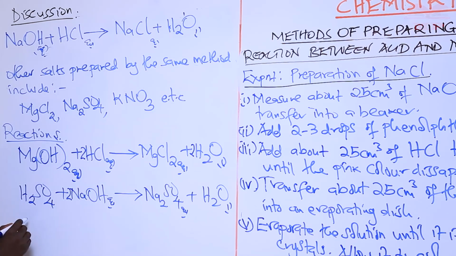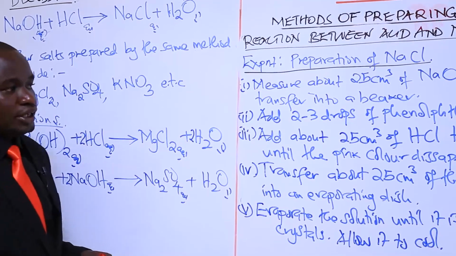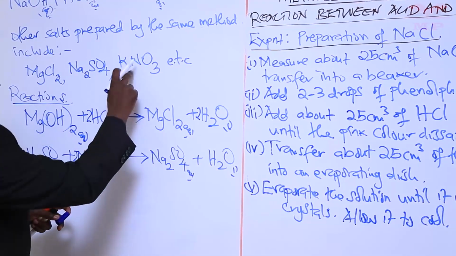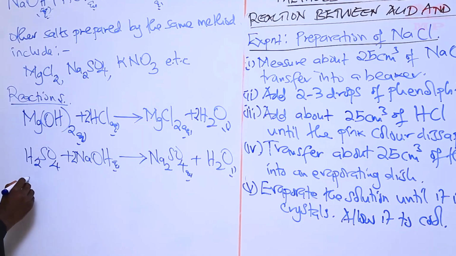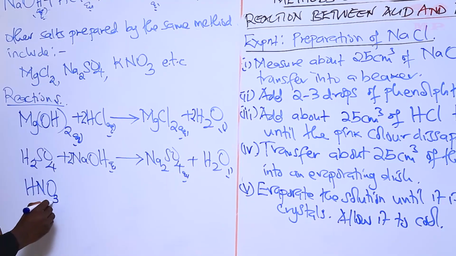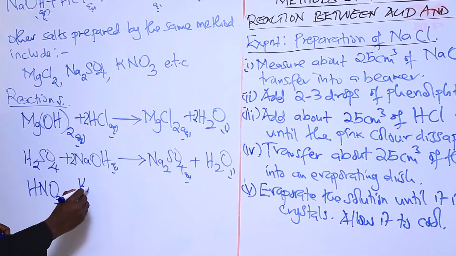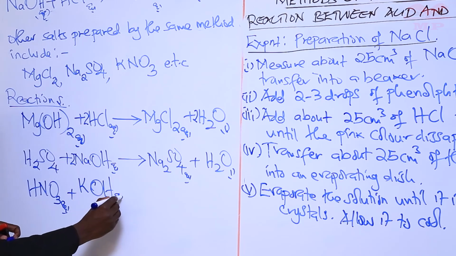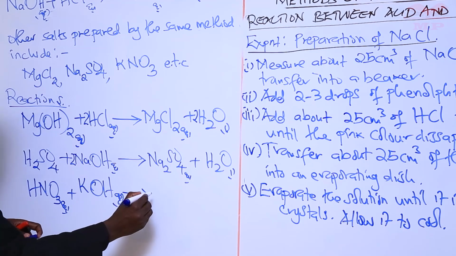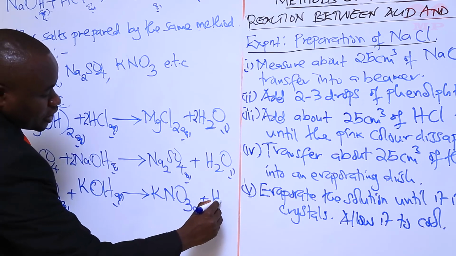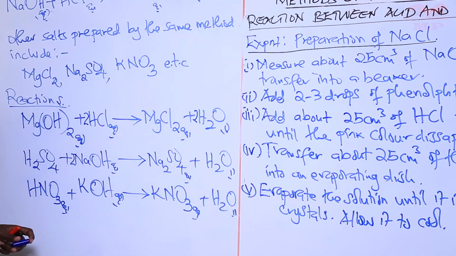Maybe lastly this one, nitric acid. We are reacting nitric acid with potassium hydroxide, which will give us potassium nitrate. So nitric acid reacting with potassium hydroxide, that will give you potassium nitrate aqueous plus water. That will be our other product. If you check keenly, the equation is balanced.